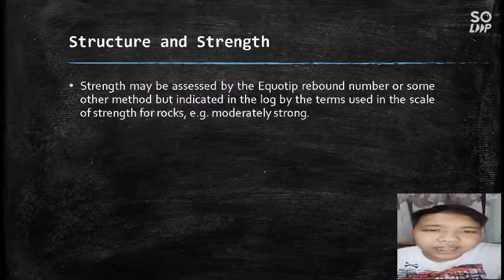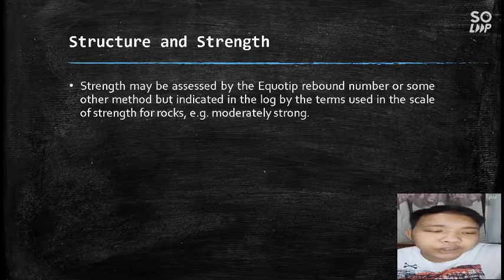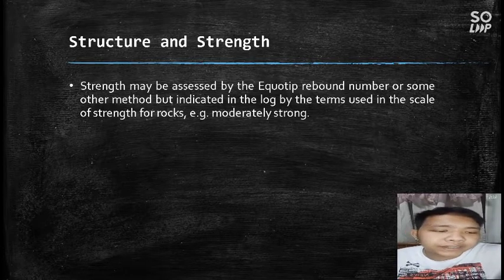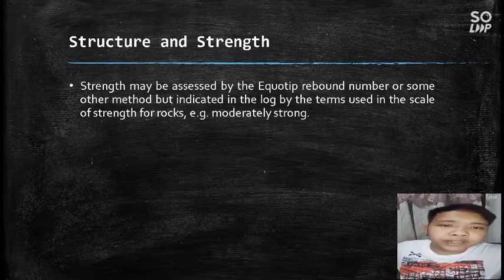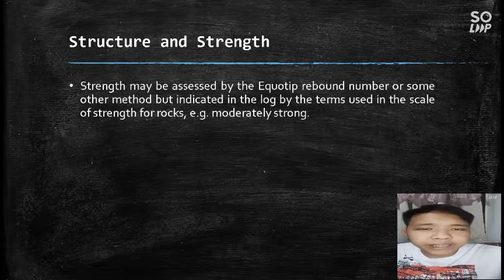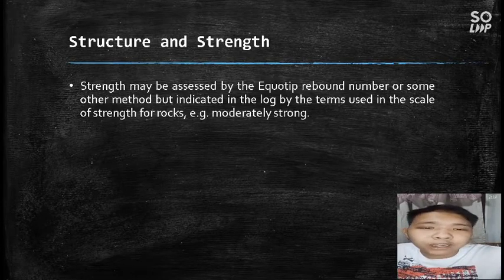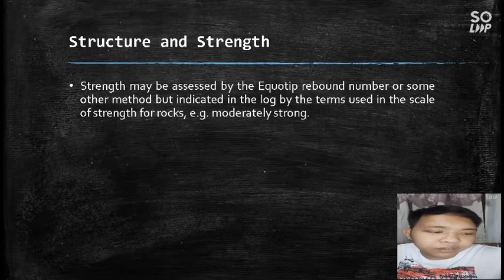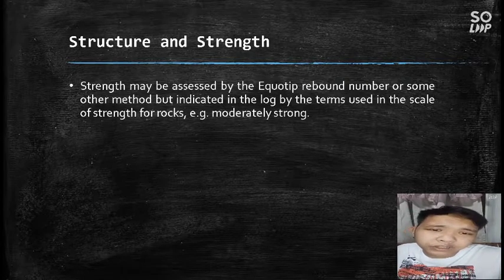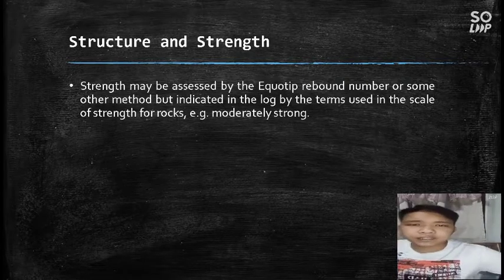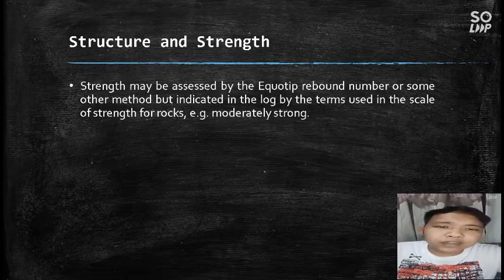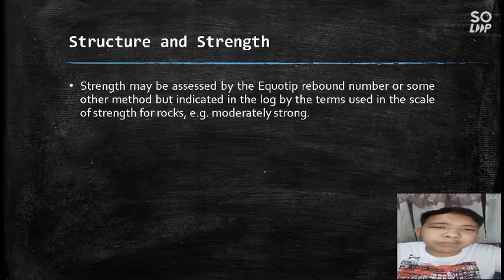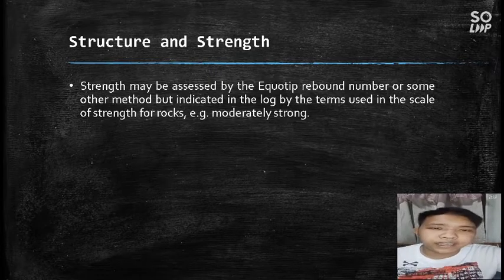Lastly is the strength and structure of the materials, wherein their strength is assessed by an Equotip rebound number or some other methods, but indicated in the log by the terms used in the scale of strength for rocks. Example, moderately strong. This means that the rocks are examined thoroughly through core logging and are described by their strength factors.